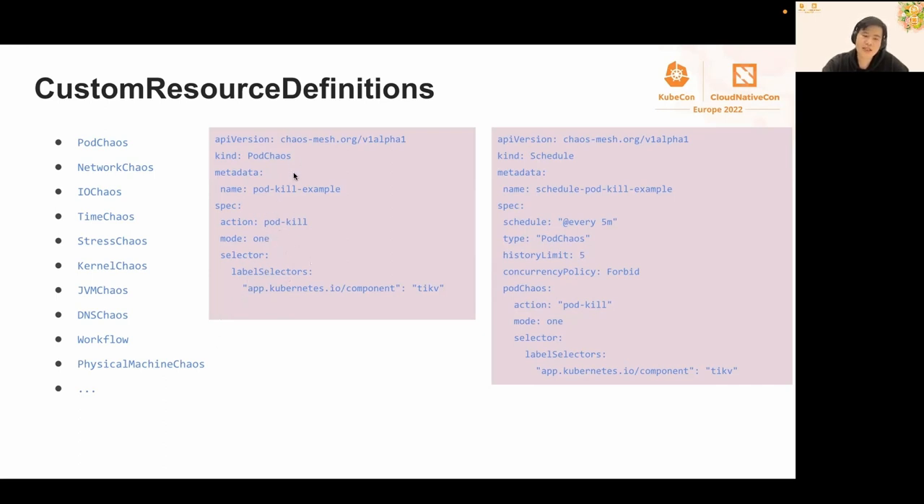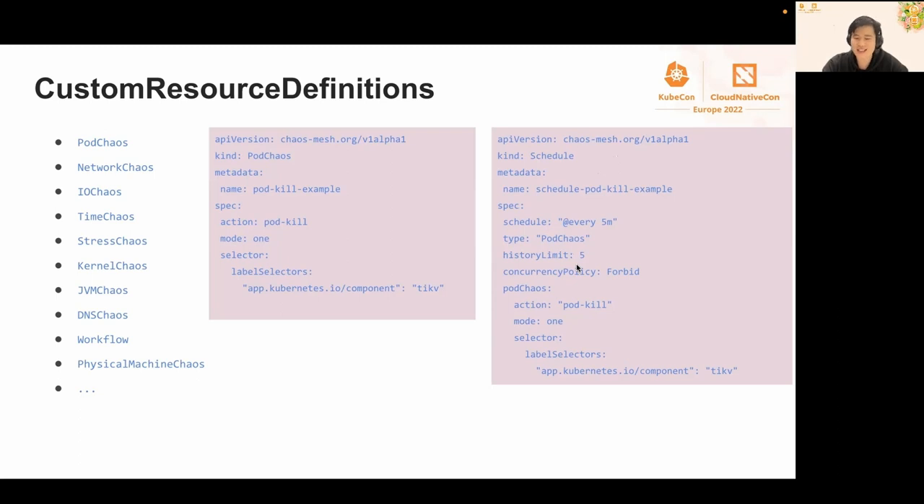And here, if you want to define some schedule rules for chaos experiments, you can use the Schedule object to define this. The schedule object is like the cron job in Kubernetes. It defines the pod chaos experiments with cron rules. And this object will create a new pod chaos object every 5 minutes.